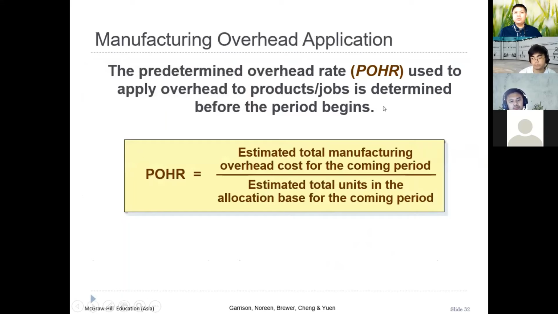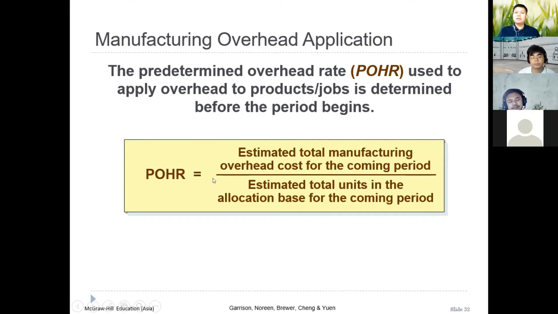Okay, let's continue with manufacturing overhead application. The predetermined overhead rate is used to apply overhead to products or jobs. It's determined before the period begins. So even before the period begins, you already have the POHR, the predetermined overhead rate. How is it computed? The estimated total manufacturing overhead cost for the coming period over the estimated total units in the allocation base for the coming period.